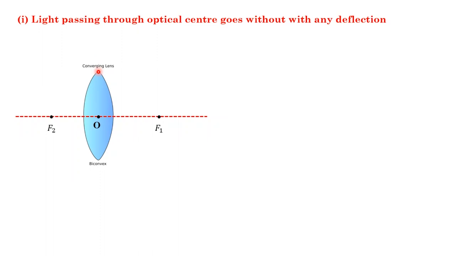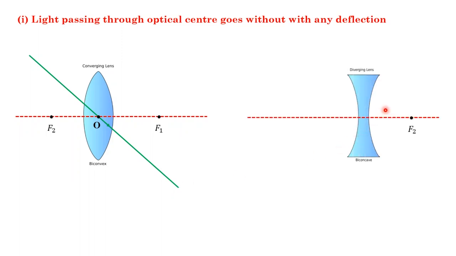Suppose this is one vertex, this is the second vertex, and if I draw a line, the midpoint of that line will be our optical center. Whenever light passes through this optical center, it goes without any deflection. There should be no deflection in this light ray. The same is true in the case of a concave lens. When light passes through the optical center, it goes without any deflection.